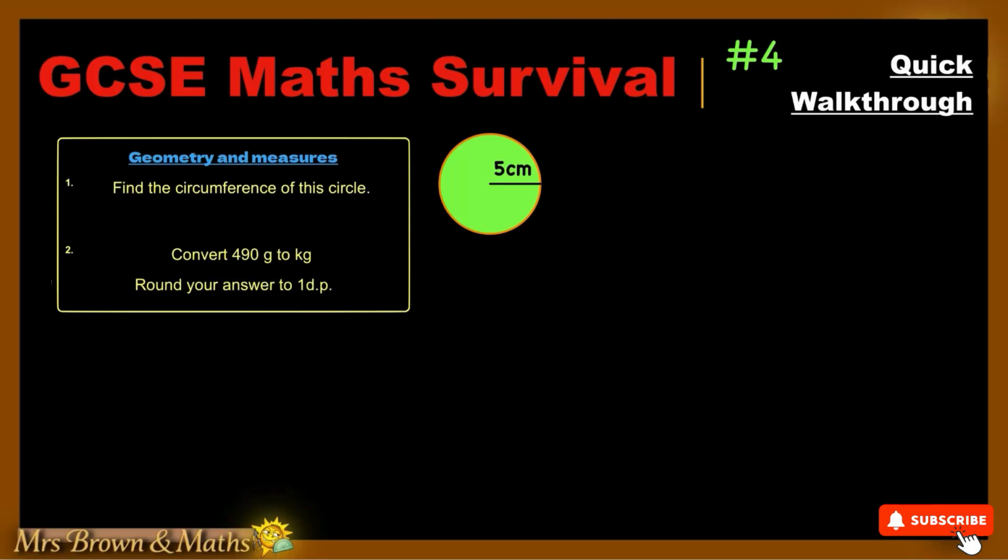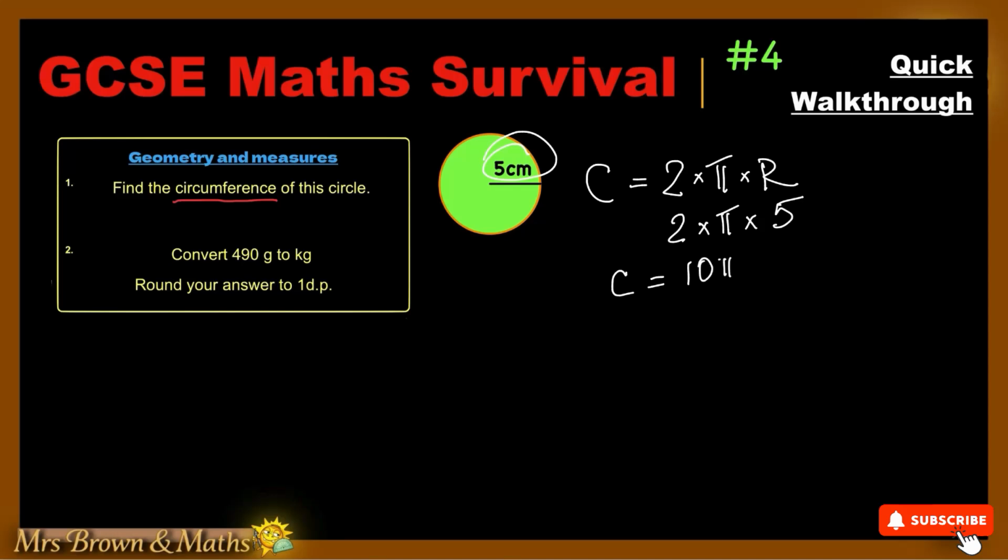Geometry and measures. Question 1. Find the circumference of a circle with radius 5 centimeters. Circumference actually means perimeter of the circle. Let's use the formula 2 pi r. Substitute r as 5, and that gives us 2 times pi times 5, which is 10 pi. So exact answer is 10 pi centimeters.